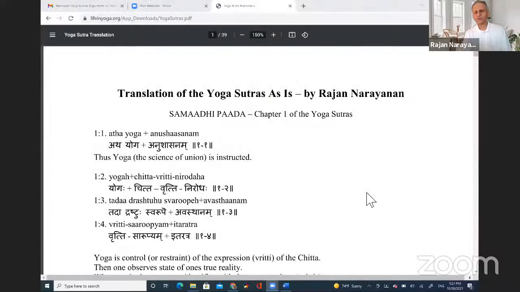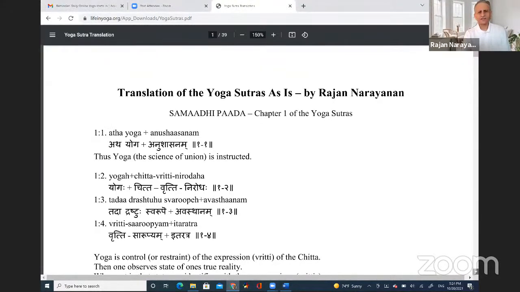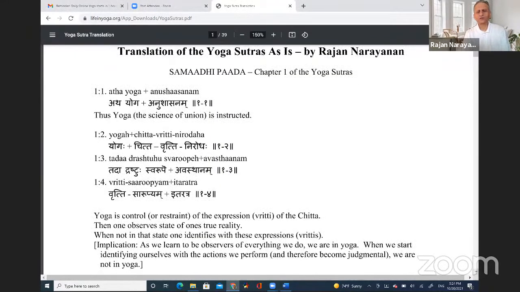The first chapter of Yoga Sutra is called Samadhipada. The first sutra says Atha Yoga Anushasanam. Very simple. Thus yoga is instructed. Yogash Chitta Vritti Nirodha. That's the second sutra. And that literally means yoga is the control or restraint or being unaffected by the expression of the chitta vrittis. We'll go into that in depth.